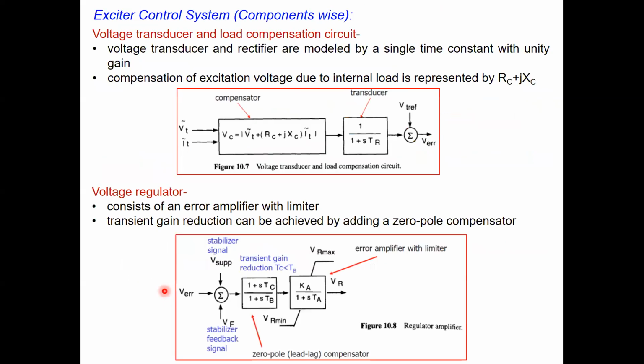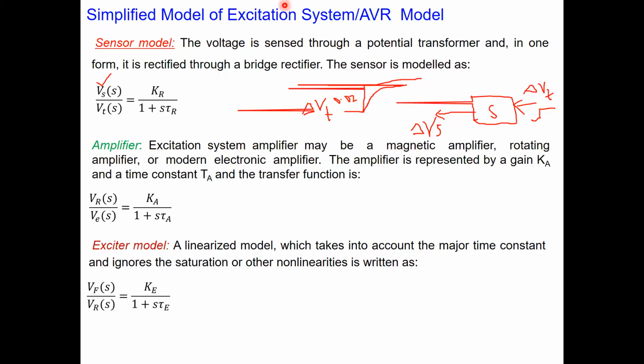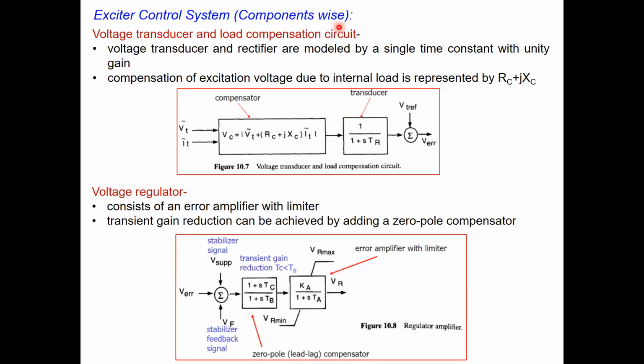No? Okay. So then again, there are some more components here, but this is in terms of controlling the exciter basically. Here we talk about the exciter system, so the main devices, but component wise, the control part includes the transducer and the load compensation circuit here. Now this one we represent by a single time constant and with a unity gain. So you can see here that the transducer part is represented by a unity gain and one time constant for the transducer.